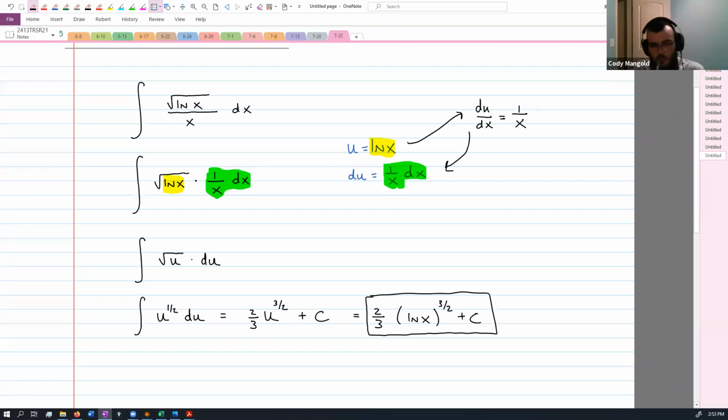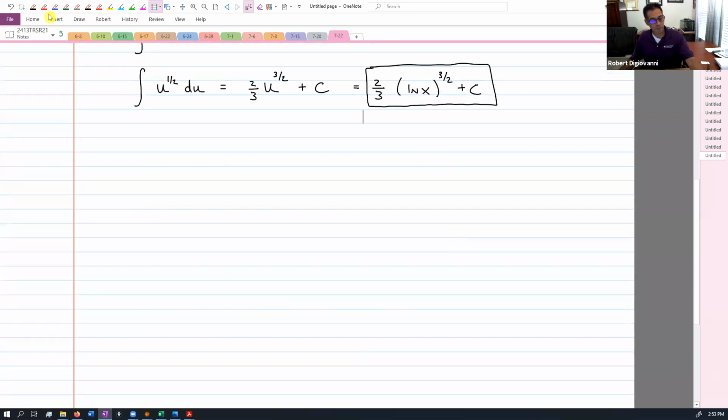Do we also want to be in the habit of putting the absolute value of the natural log of x? We did not take the antiderivative of 1 over x. We never did that, right? Right. So if we take the antiderivative of 1 over x, then we will. Okay, good. All right.